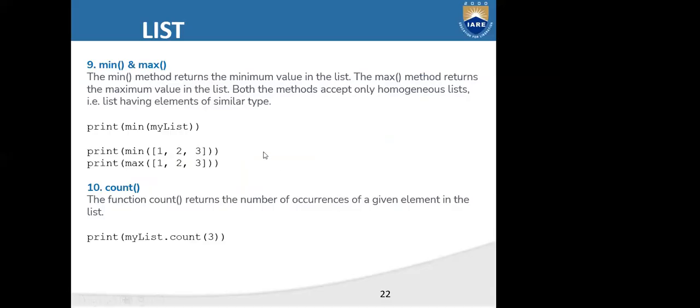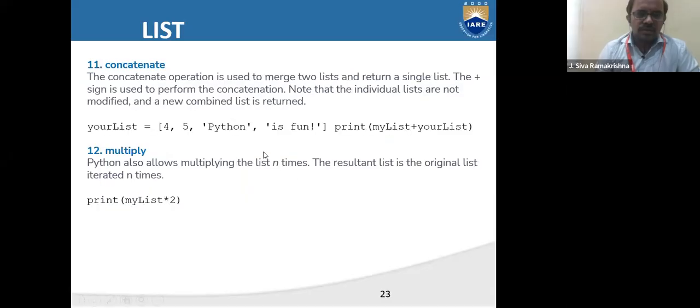Yes, sir. Okay. So now in today's class, we will continue the methods in list. The other one is going to be concatenate. So what is this operation? It is used to merge two lists and returns a single list. Concatenation is generally of the form plus. Concatenation will perform the operation like a plus.